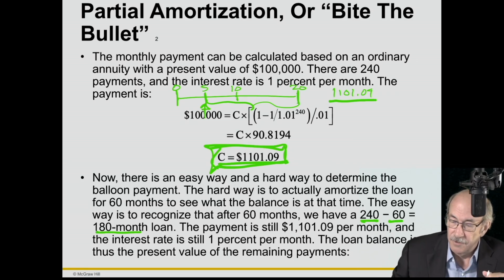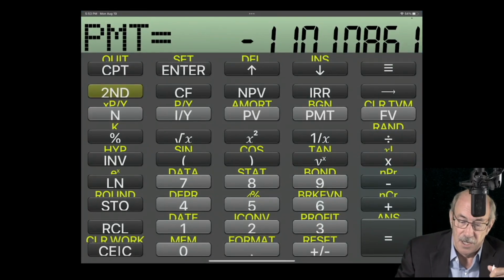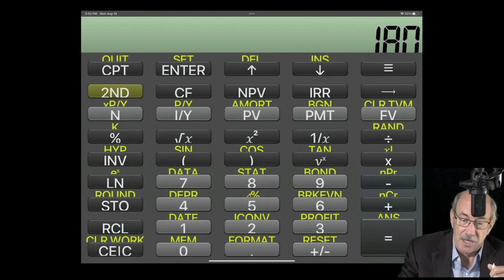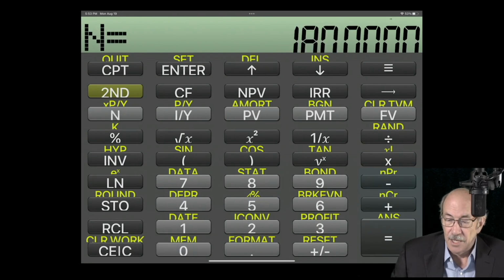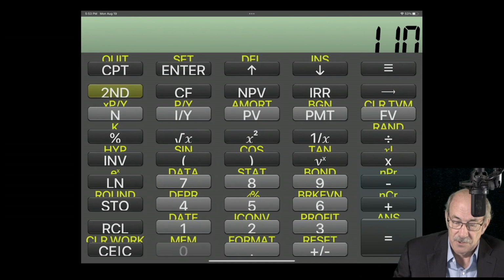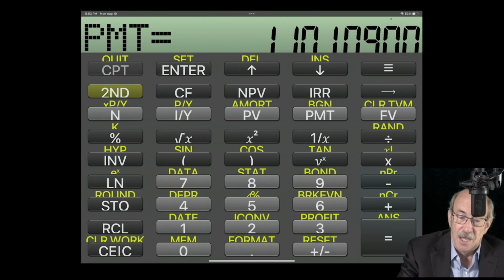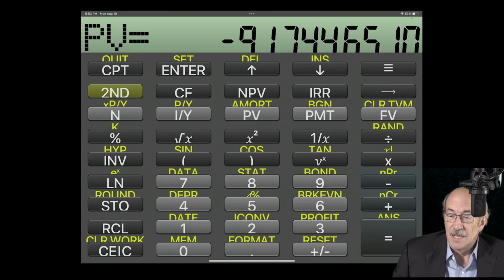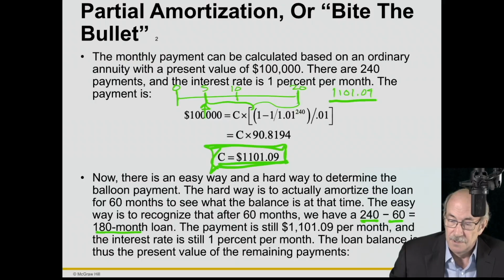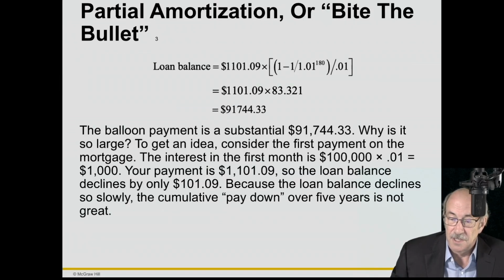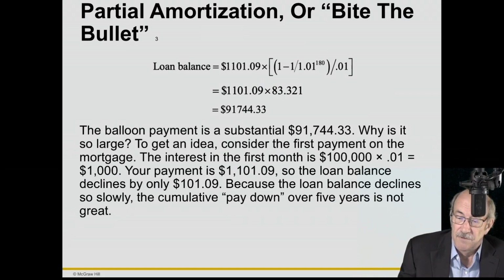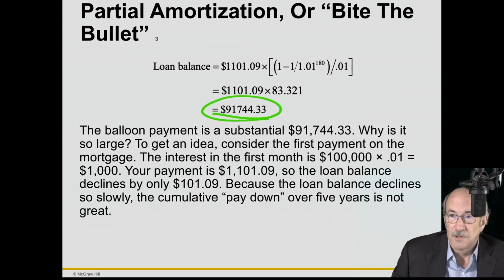So let's do that. We're going to use the same rate. We're going to change n to 180. We already have the payment in there, but let me just put it in again to make sure that it's nice and clean. 1101.09, there's our payment, and I'm going to compute the present value: $91,700 and about $45. Let's see, 91,745 or 44 and some change.